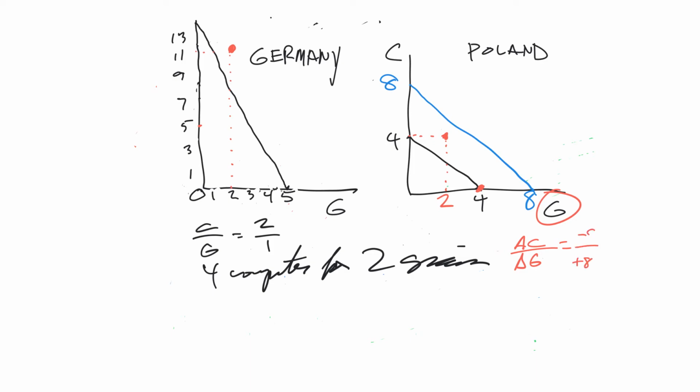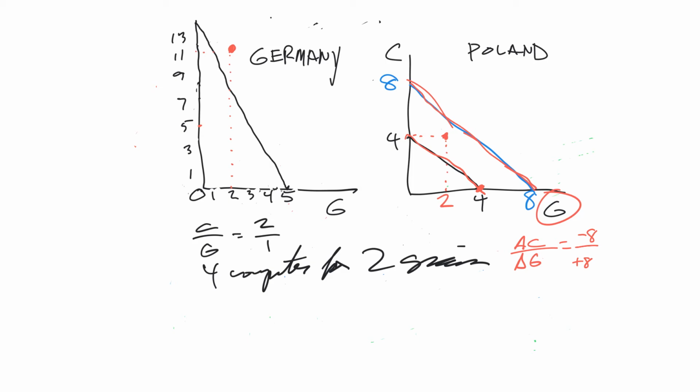And at a cost of 8 computers, well, 8 divided by 8 is just 1. And that's what it was before. 1 grain costs 1 computer, and 1 computer costs 1 grain. So because all it did was shift out, the relative cost, the opportunity cost, hasn't changed. The relationship hasn't changed. 4 divided by 4 is equal to 8 divided by 8. So nothing has changed as far as the comparative advantage.